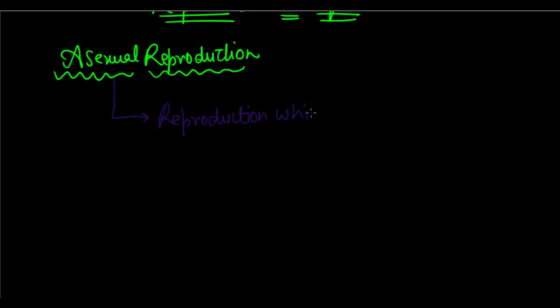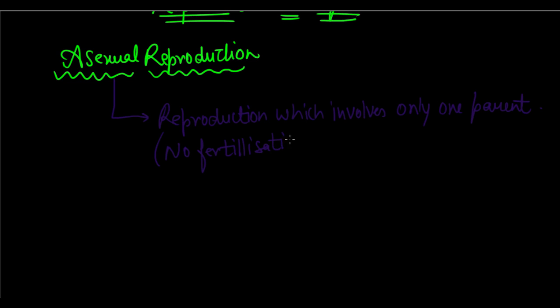which involves only one parent. So basically a form of reproduction where there is no fertilization. There is no fertilization of male and female gametes. There are no sex cells or gametes, but there is only one parent which extends its genetic material, produces its genetic material, and gives rise to other organisms. That is called asexual form of reproduction.